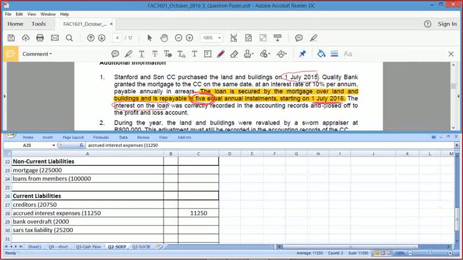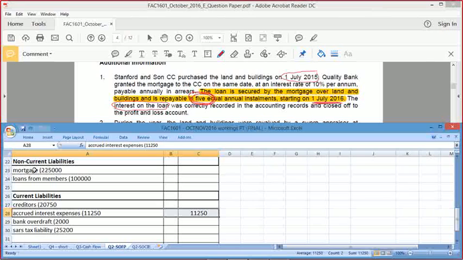So when are you starting these installments? 1st of July next year. Is that within the next 12 months? Yes. Is that long term or short term? That's short term. Correct. So is the full amount long term? No, the full amount isn't long term. A portion of it is paid 1st July 2016. So what must I do?